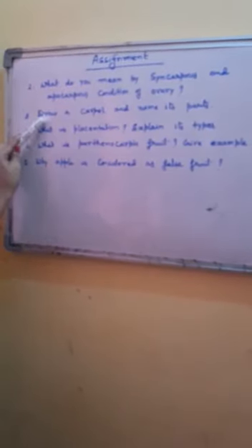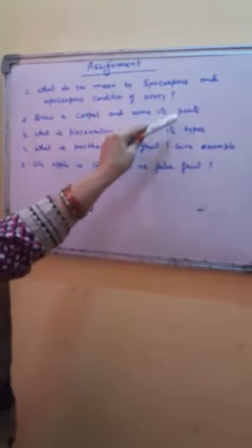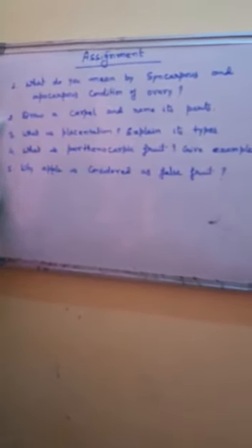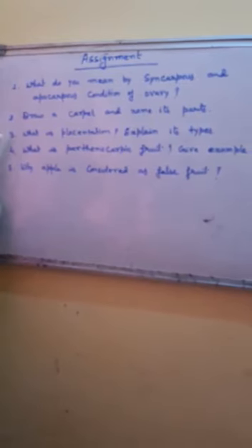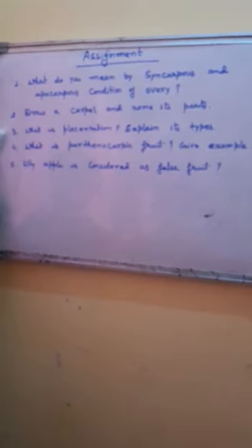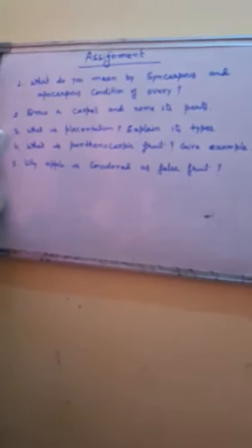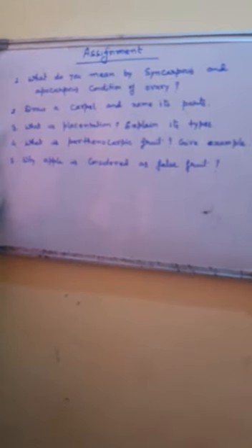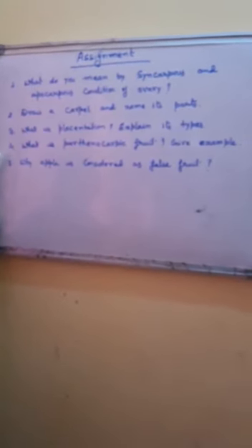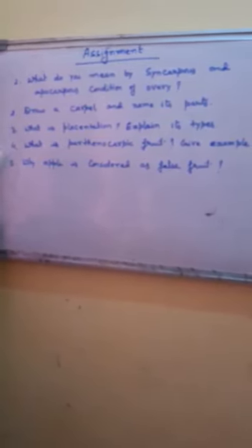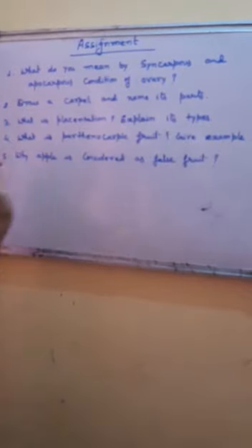In the second question, you have to draw a carpel and name its parts. So you will be drawing a carpel or a pistil and you will label its parts. The third question is, what is placentation? Explain its types. First, you will define what is placentation and then you will explain its types with characteristics, diagram and example. The fourth question, what is parthenocarpic fruit? Which fruits are called parthenocarpic and why? And you have to give an example also.